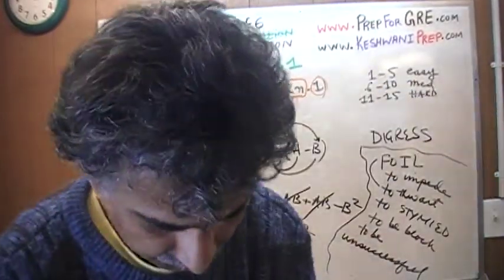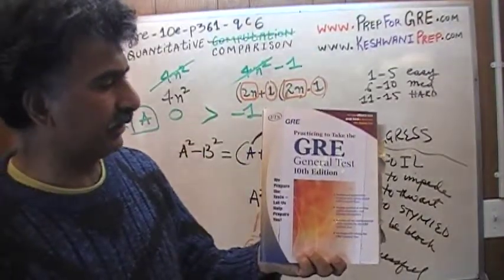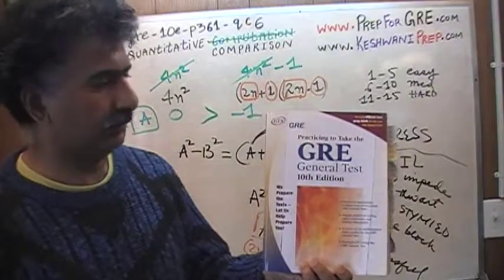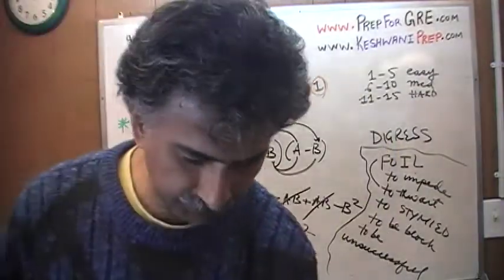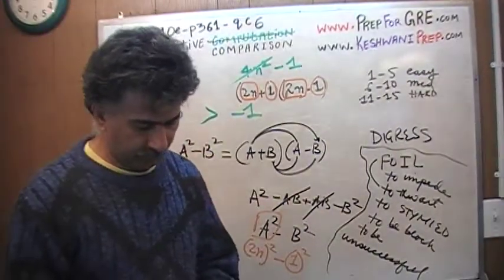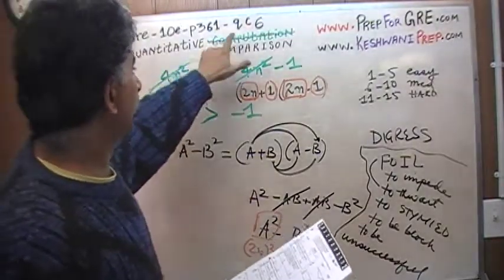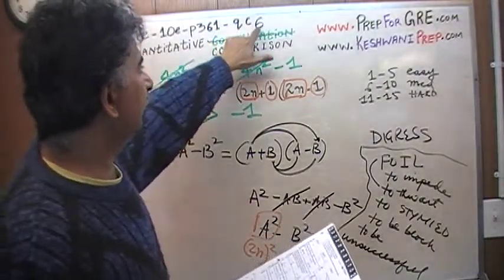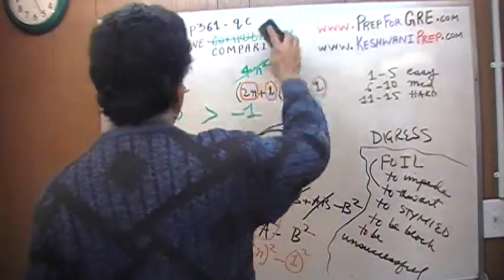I have been solving math problems for the GRE out of this book, practicing to take the GRE General Test, 10th edition. If you do not own this book already, purchase one immediately. You're going to need it in order to prepare for the exam. The problem that I'm about to solve is the one on page number 361, quantitative comparison question, QC, number 7.